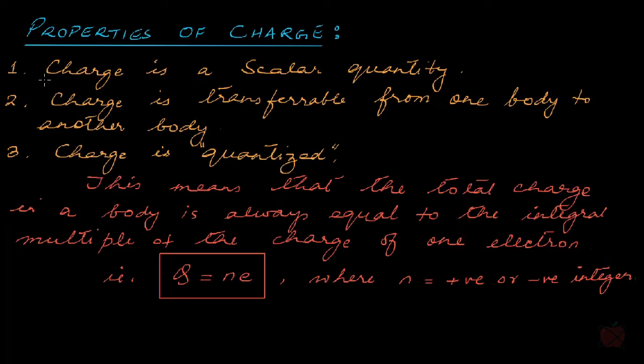Okay, so let us look at the properties of charges, right? So number one, charge is a scalar quantity. I believe you know the meaning of scalar. Scalar means a quantity that has only magnitude and no direction. If we say that a body has a charge of 50 coulomb, we don't say 50 coulomb east or 50 coulomb north, right? It has no direction. So charge is a scalar quantity.